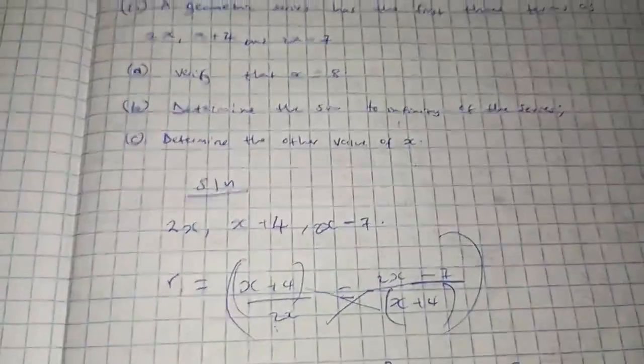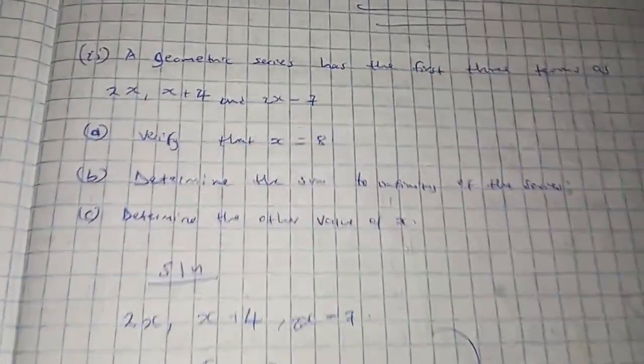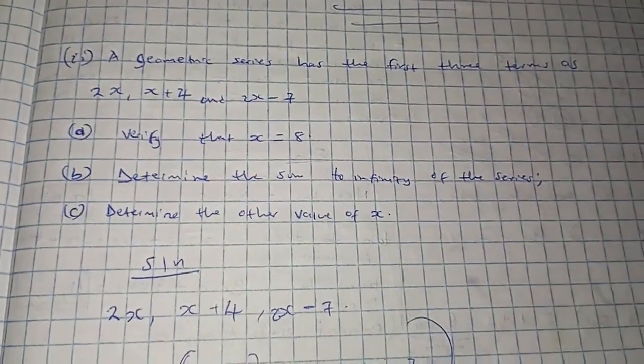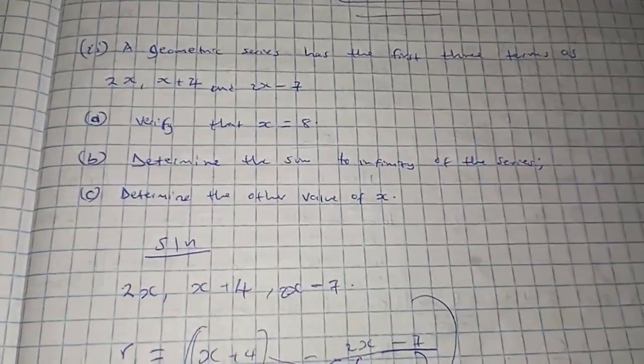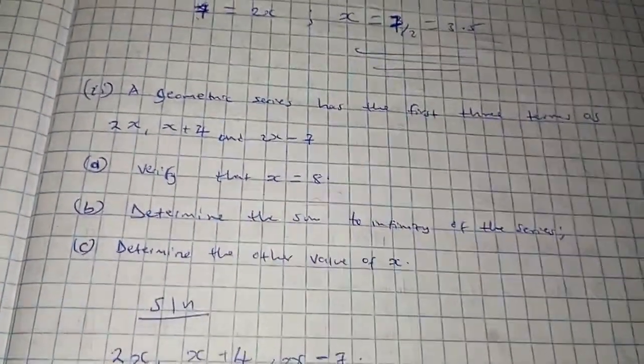Then maybe to test your understanding, I leave this one as an assignment, but I'll work it on the next session. Determine the sum to infinity of the series, and then you find the new value of x. Goodbye. We meet in the next session to solve part B and C of Roman 2.